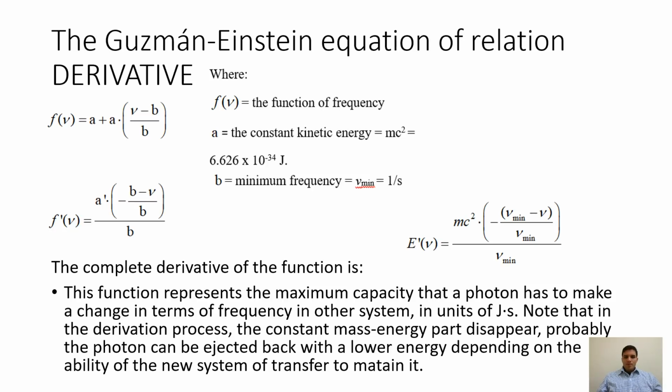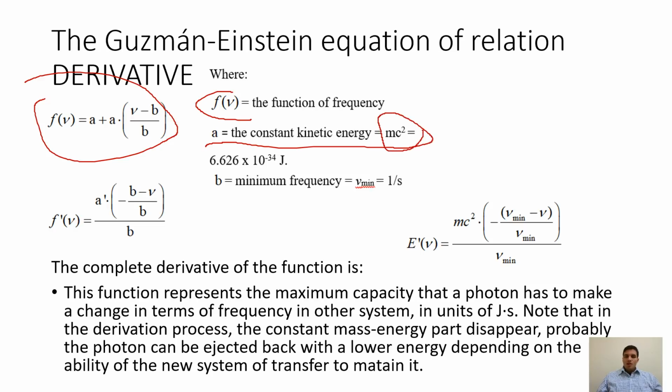This form, in particular case, is in the mathematical equation of the Guzmán-Einstein equation. A is the frequency of the function, equal to the kinetic energy, or mc squared, of the photon property of kinetic energy, and B is the minimum frequency, or 1 cycle per second. That is the definition that I previously provided for minimum frequency, or Vmin. This is the final derivative.